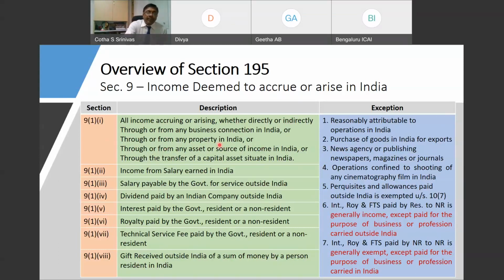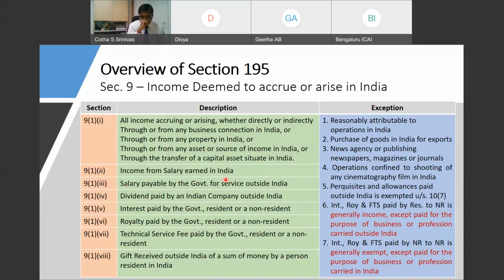So if you see, it covers almost all the heads of income. Business connection means business income, property means income from house property, asset or source means income from other sources, transfer of a capital asset means capital gains. Except income from salary, it covers all the heads of income. If a non-resident has got any of these incomes, then that income will be deemed to accrue or arise in India. Next, income from salary earned in India.